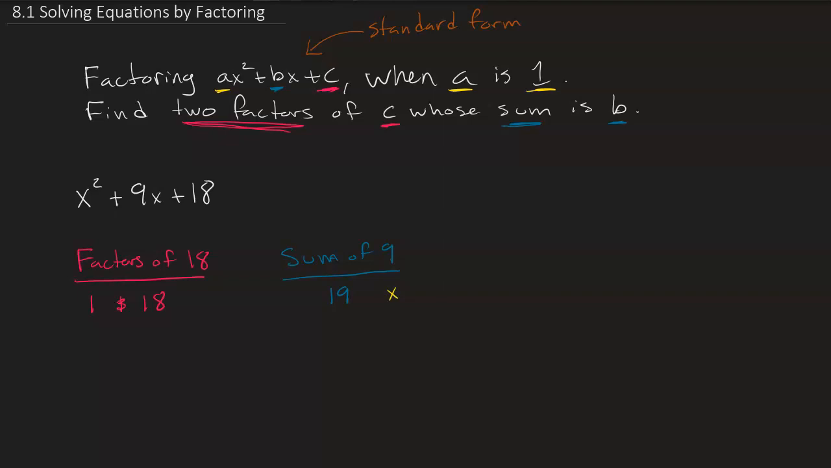The next factors that I can think of are 2 and 9. 2 times 9 is 18, and when I add them together, I get 11. Nope, that doesn't work because I need to get a sum of 9, so I'll put an X there. There's another one that comes to mind. How about 3 and 6? Yeah, 3 times 6 gives me 18, and when I add them together, I get 9. So that one works out.